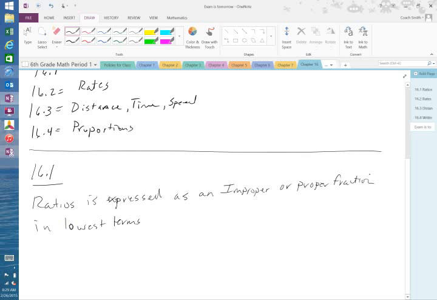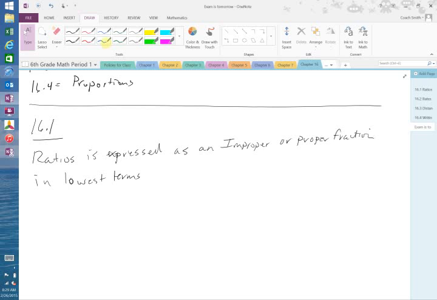Okay, so for example, if I had the ratio of 15 over 18, what I have to do to that is I just have to reduce it, okay? What is a common factor between 15 and 18? 3.